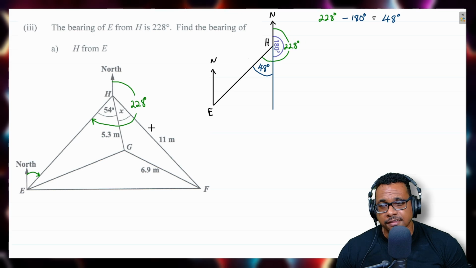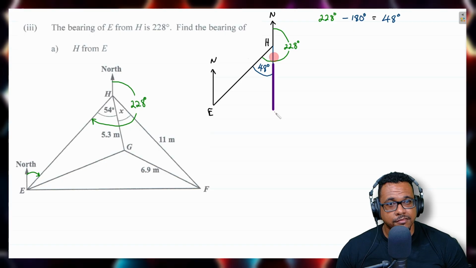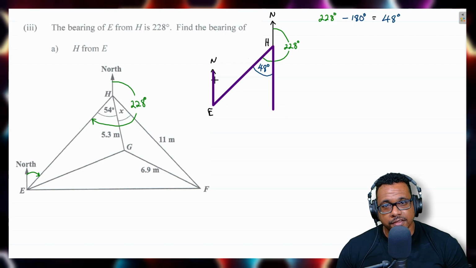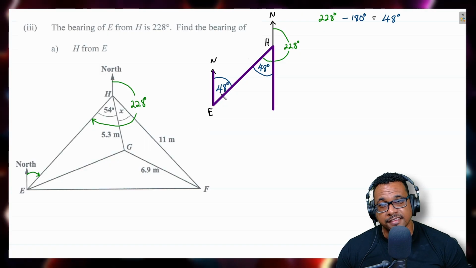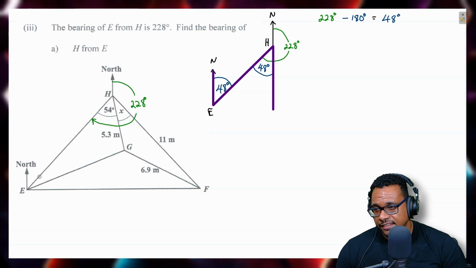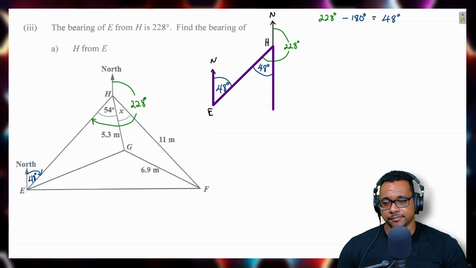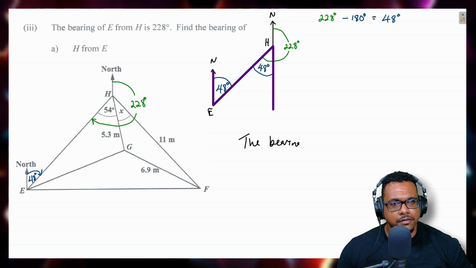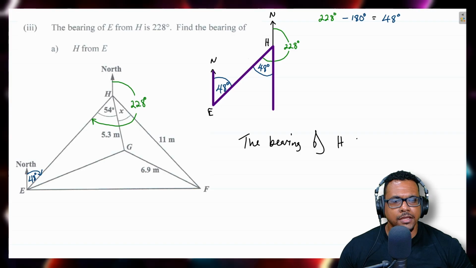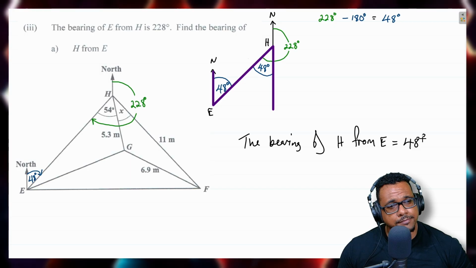So what we have here is a Z angle. This north line is parallel to this north line. And if we form our Z, here to here to here, therefore this angle here will also have to be 48 degrees because alternate angles are equal. And this angle represents the bearing of H from E. Let's just draw off this green line like this. Put a blue line. Clockwise direction, 48 degrees. So the bearing of H from E is equal to 48 degrees.